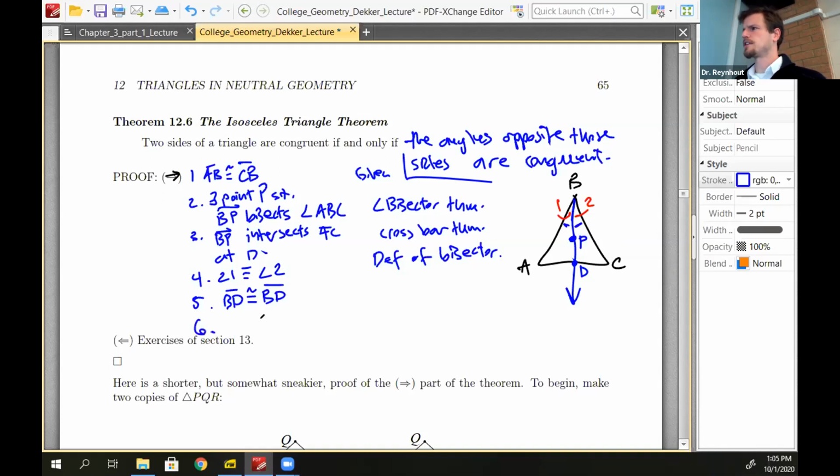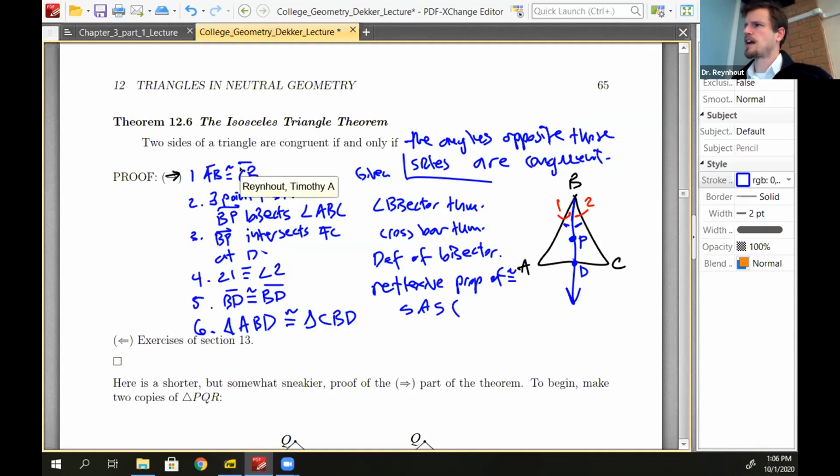So our sixth step is to say that triangle ABD, make sure we state it correctly, ABD is congruent to triangle CBD. Oh, a couple of things here. I didn't justify step 5, and that's just the reflexive property of congruence. Everything is congruent to itself. And then step 6, this is just the side angle side postulate, where we're using steps 1, 4, 5.